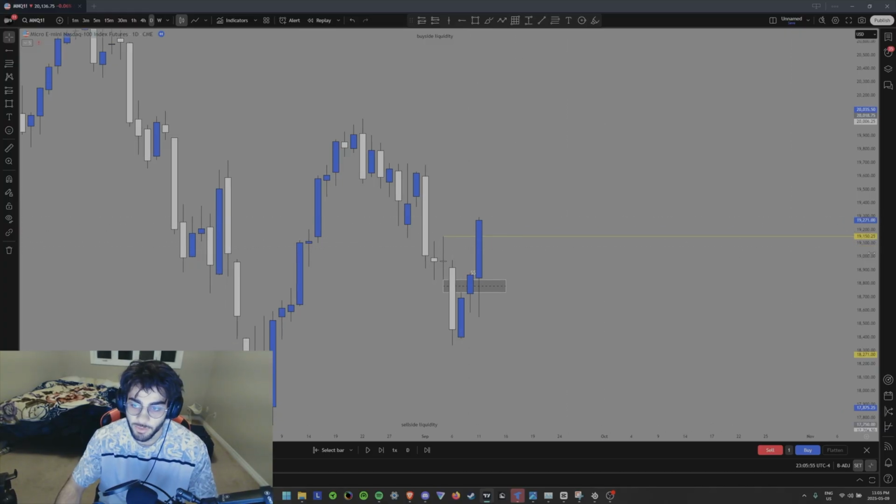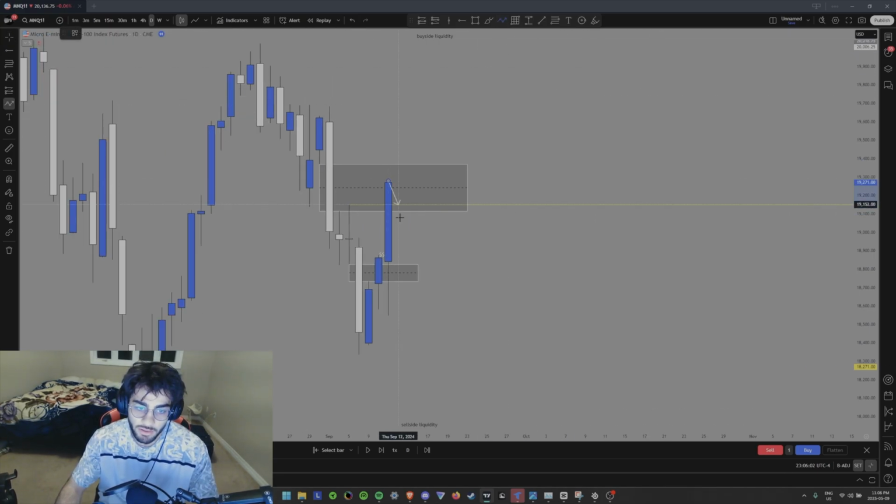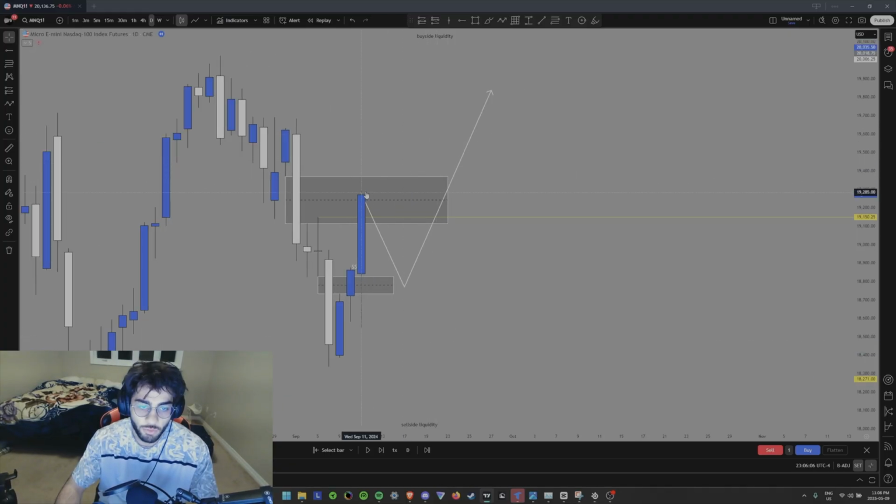That's our BOS right there. And we do have a fair value gap right here. Here's what's likely going to happen. We are going to go down, fill this imbalance, and continue going up. That's what I want to happen, right? But I do want to see us take this liquidity up here before we do that. Let's just see what happens.